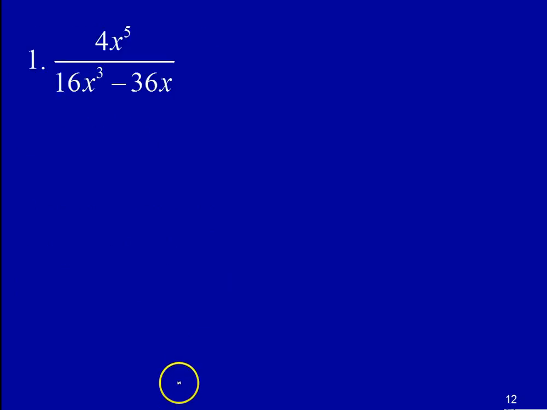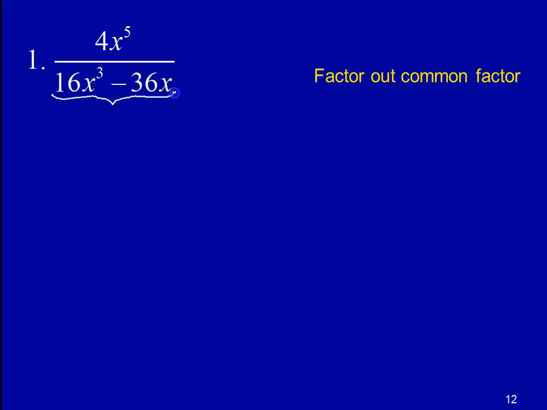Now, step one, we're not multiplying or dividing yet, we're just simplifying. So when I look at this question, I want to simplify it. The first thing I need to do before I can start canceling and simplify is factor out my common factor. Up on the top, I just have 4x to the 5th, but on the bottom, I need to decide what can I take out of these. So what can I take out of 16 and what can I take out of 36? 2, yes, but there's something bigger.